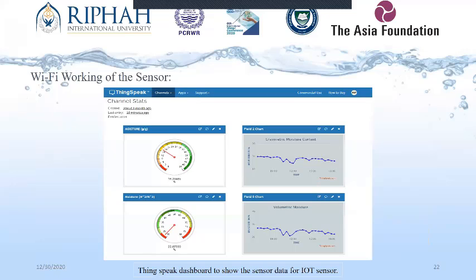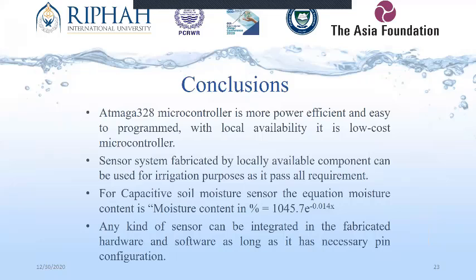In the conclusion, we concluded that ATmega328 is the best low-cost microcontroller, and the sensor is fabricated locally and available. It passes all the requirements, so we can use it in the field for irrigation management. The sensor calibration equation was found to be 1045.7 exponential power minus 0.014 into capacity of the sensor. And any kind of sensor can be integrated with our system if it has the same pin configuration.